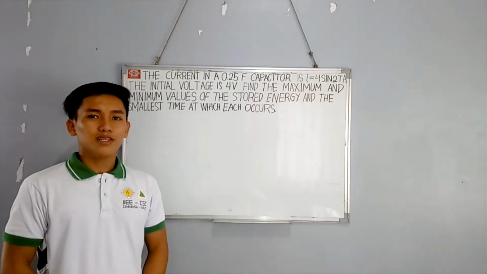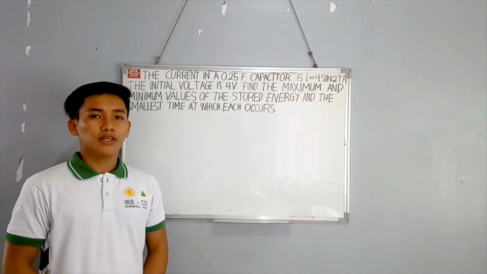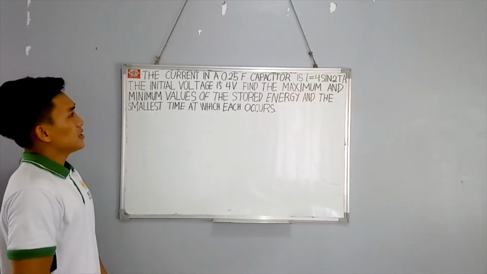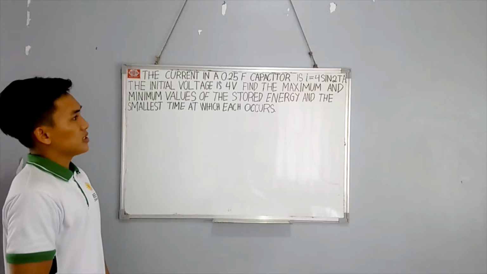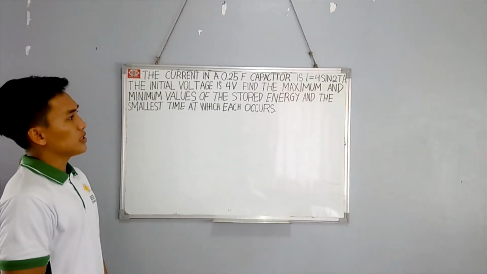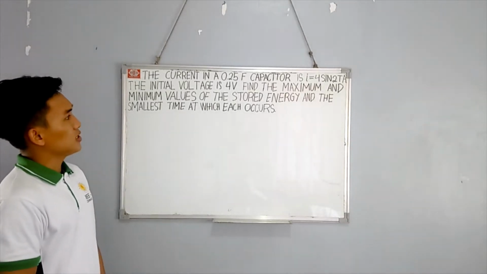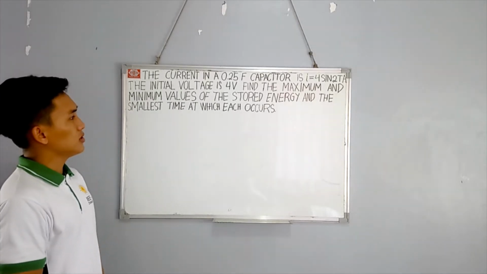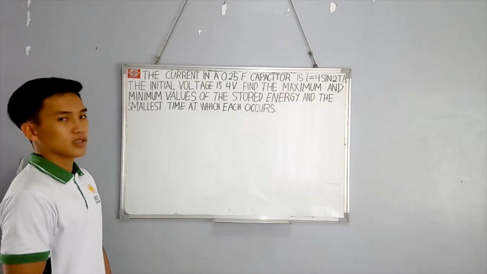The topic that we will discuss today is the energy stored in a capacitor, and our problem is: the current in a 0.25 farad capacitor is i = 4 sin 2t amperes. The initial voltage is 4 volts. Find the maximum and the minimum values of the stored energy and the smallest time at which each occurs.